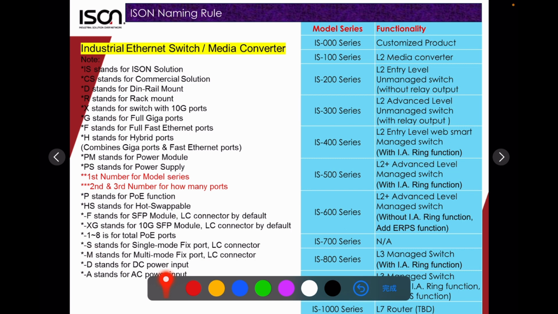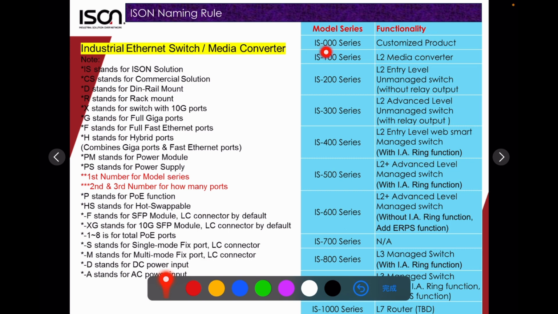-S stands for single mode fixed port LC connector fibers. -M stands for multi-mode fixed port LC connector fibers. -D stands for DC power input. -A stands for AC power input. On the right side, the model series table shows the functionality of Isen's 0000 series to 1000 series.